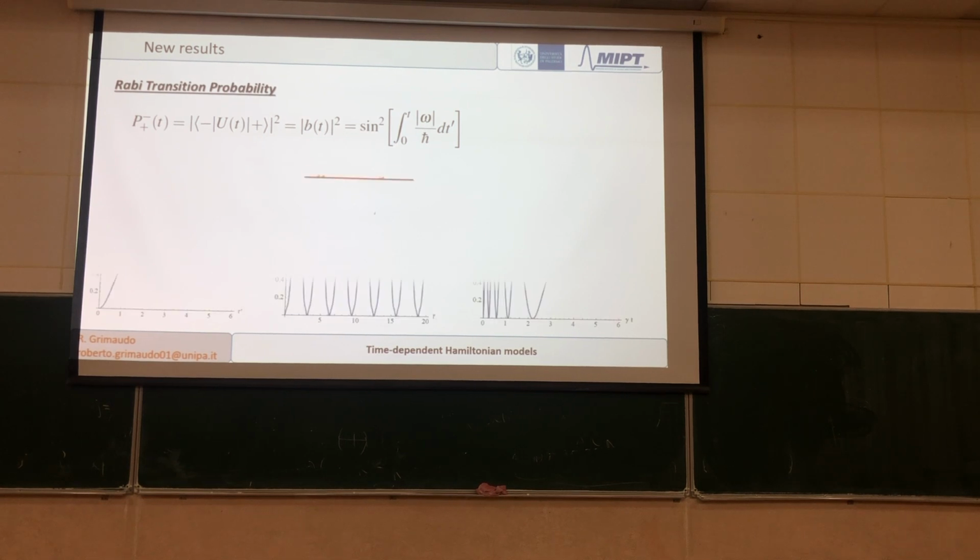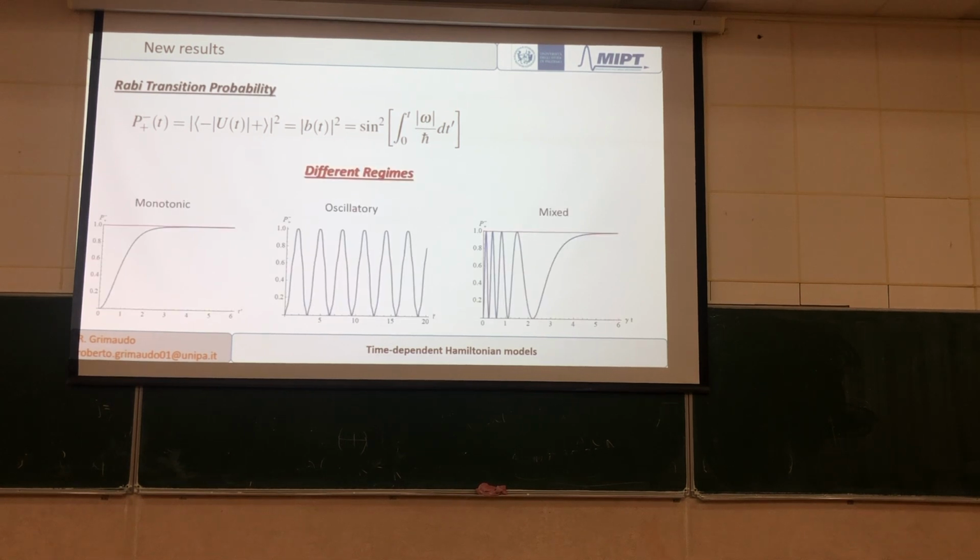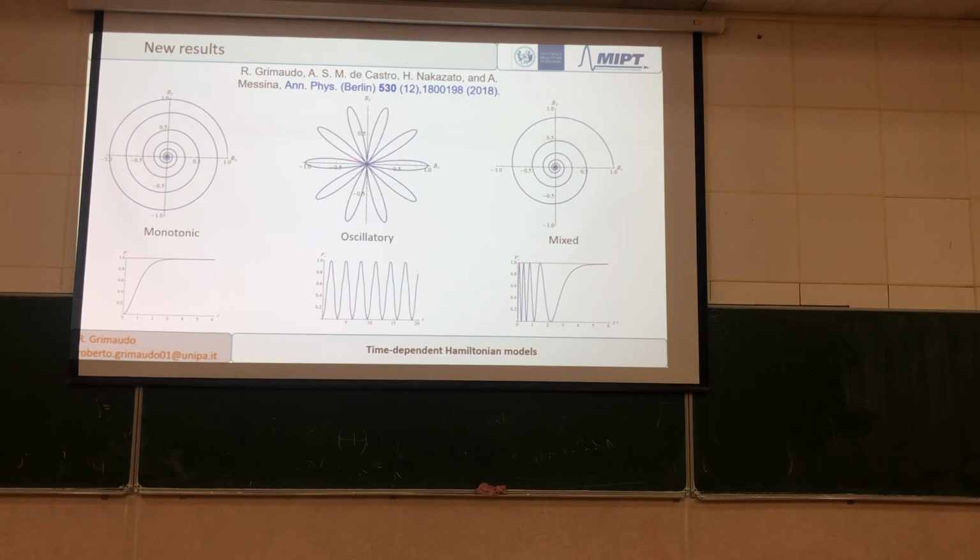So what does it mean? It means that depending on the time dependence of the transverse field, small omega, we can have different regimes like shown here. For example, just to show, we calculated a monotonic regime, an oscillatory one, and a mixed one. These regimes, of course, are related to different time dependencies of the small omega parameter.